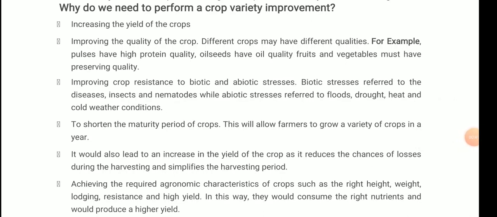Now, biotic stresses refer to diseases, insects and nematodes, while abiotic stresses refer to floods, drought, heat and cold weather conditions. Next, to shorten the maturity period of crops, this will allow farmers to grow a variety of crops in a year. It will also lead to an increase in the yield of the crop, as it reduces the chance of losses during harvesting and simplifies the harvesting period. Achieving the required agronomic characteristics of crops, such as high weight, lodging resistance and high yield, and in this way they would consume the right nutrients and would produce a higher yield.